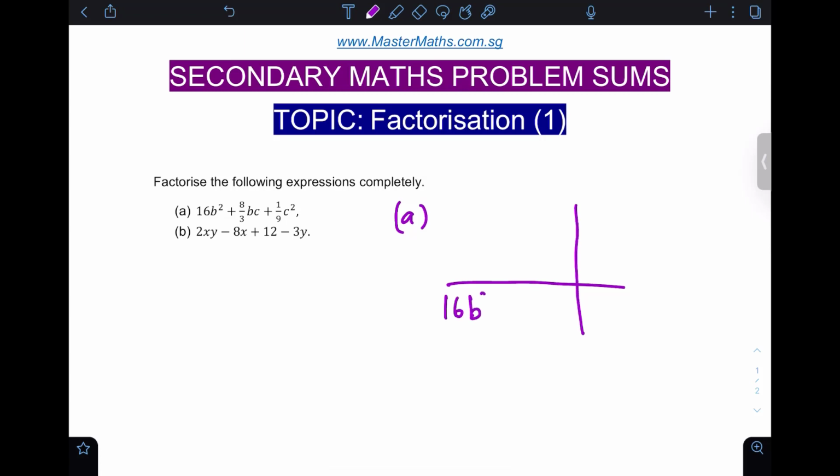16b squared. And then we put that other squared term, 1 over 9c squared. And then positive 8 over 3bc. Okay, so 16b squared, how do we achieve that? We can do 4b times 4b. And then 1 over 9c squared, we can do positive 1 over 3c, positive 1 over 3c.